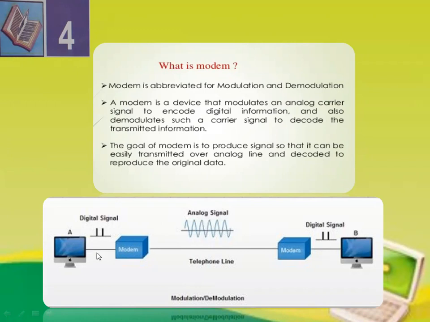Modulation. The process of converting a digital signal into an analog signal is called modulation, and the process of converting an analog signal into a digital signal is called demodulation. So this device is a modulator and demodulator. The purpose is to convert digital signals into analog and analog signals into digital, and it is used to provide a high speed connection over the internet.